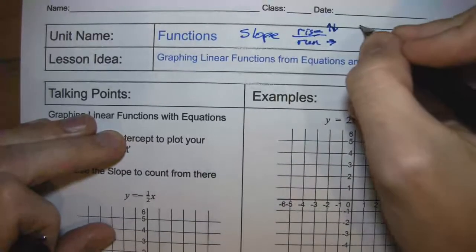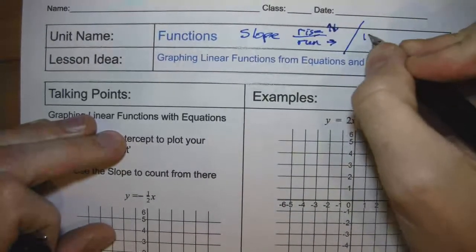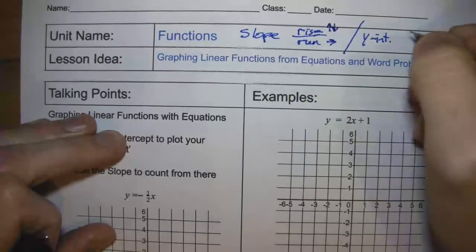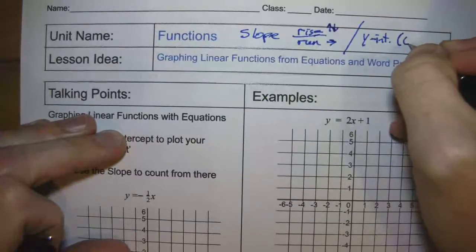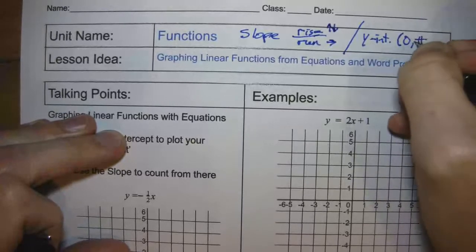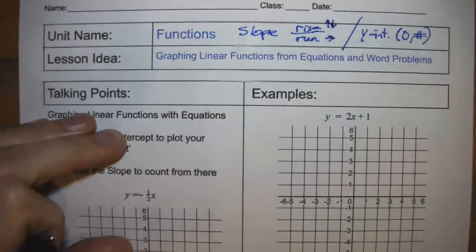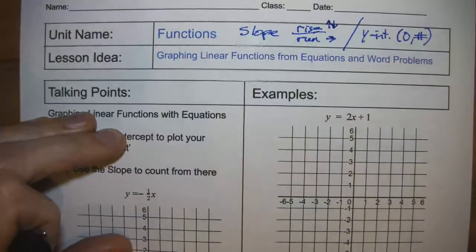The second issue is with y-intercepts. Just a quick review here. Remember, all y-intercepts follow the format 0, comma, a number, whatever that number happens to be. And that number is where our line will cross the y-axis. So we've got to keep these ideas in mind as we graph.